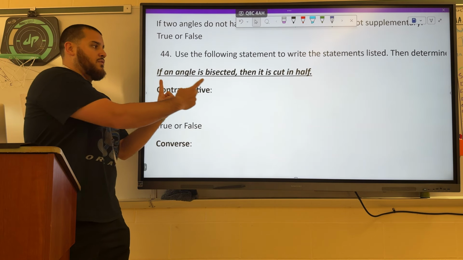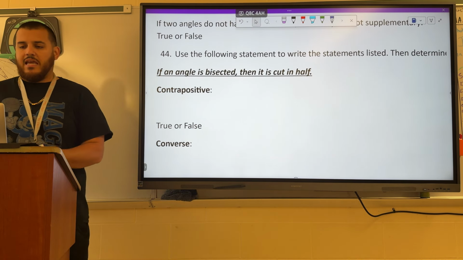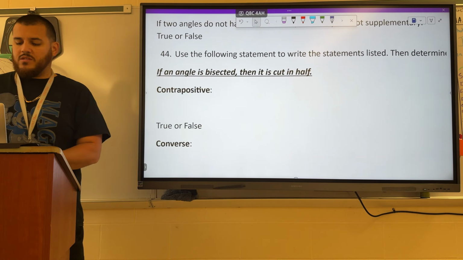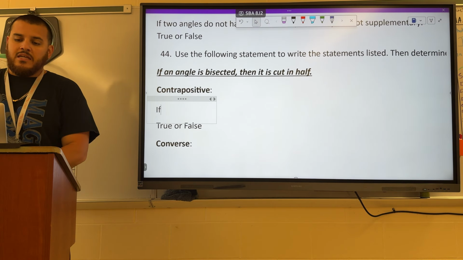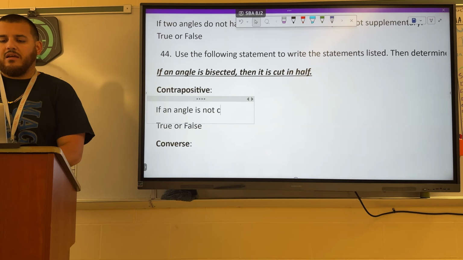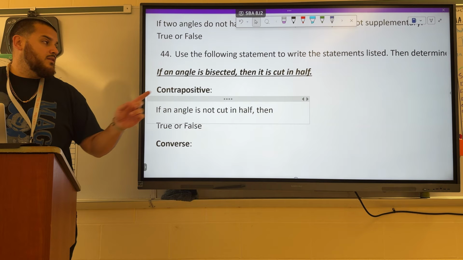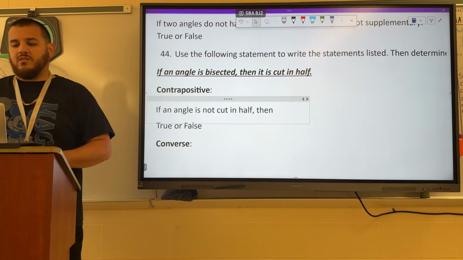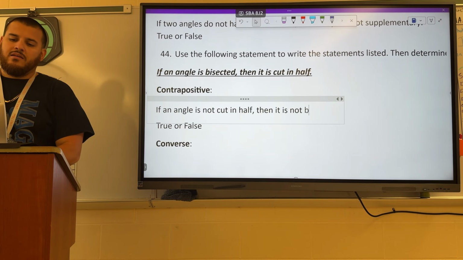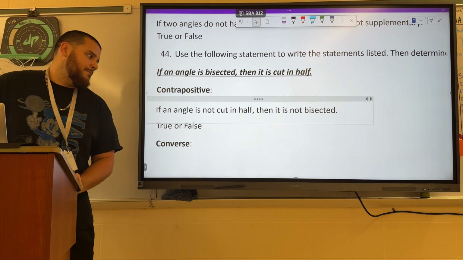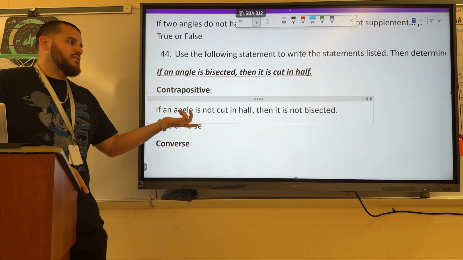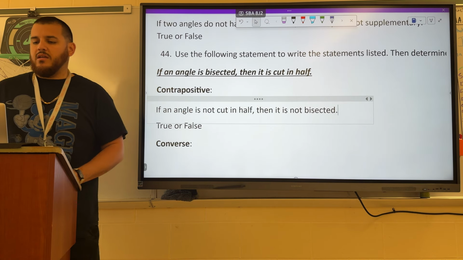Remember, that's the one where we flip the hypothesis and conclusion and negate it. So that cut in half part comes up first, and we say the opposite. So we say if an angle is not cut in half, then the bisected part goes to the back and it's also negated. Then it is not bisected, right? Which is true. If something's not cut in half, it's not bisected. Bisected means to cut in half.